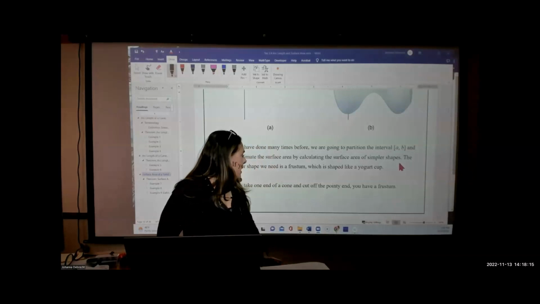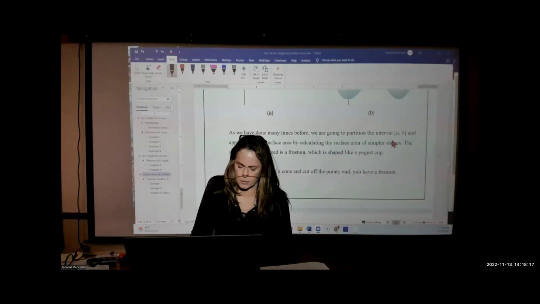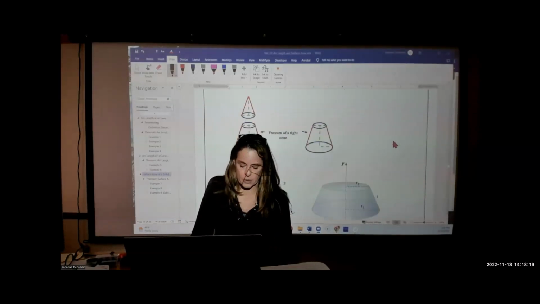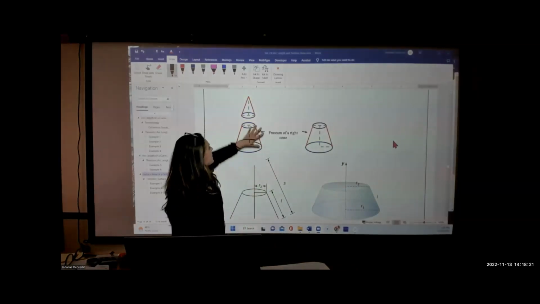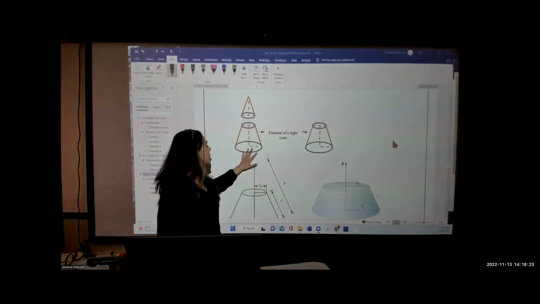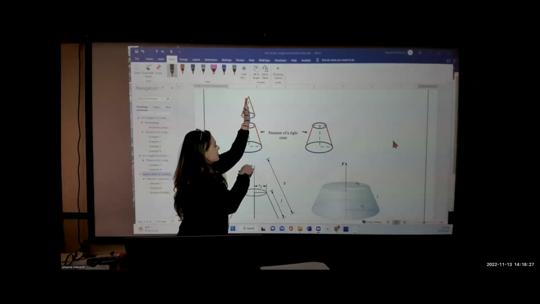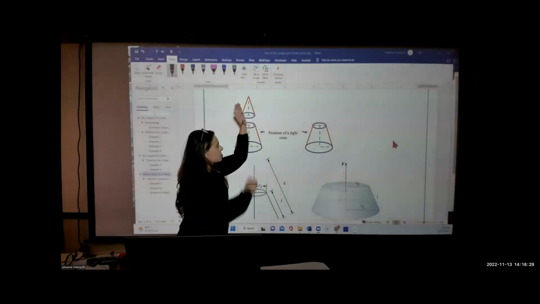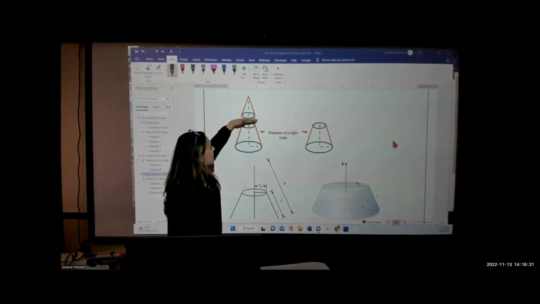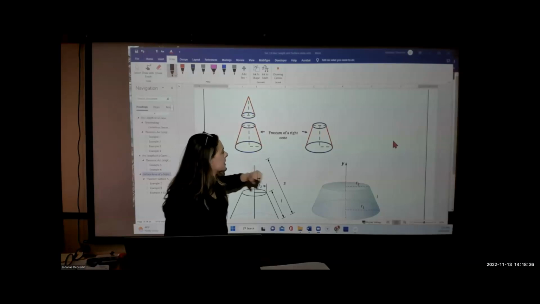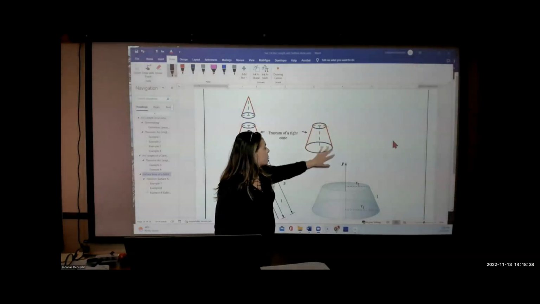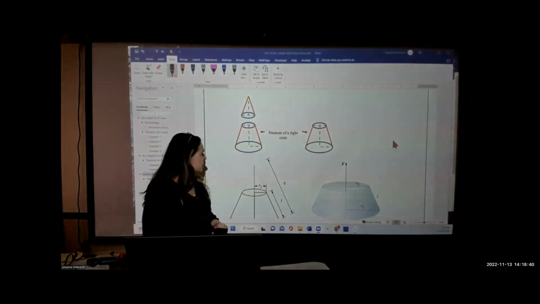So let's see how we can form a frustum, where it comes from. It basically comes from a right circular cone, that's a cone where the axis is perpendicular to the base. And we just chop off the top. If we chop off the top parallel to the base, then we end up with a frustum of a right cone, which looks like this right here.